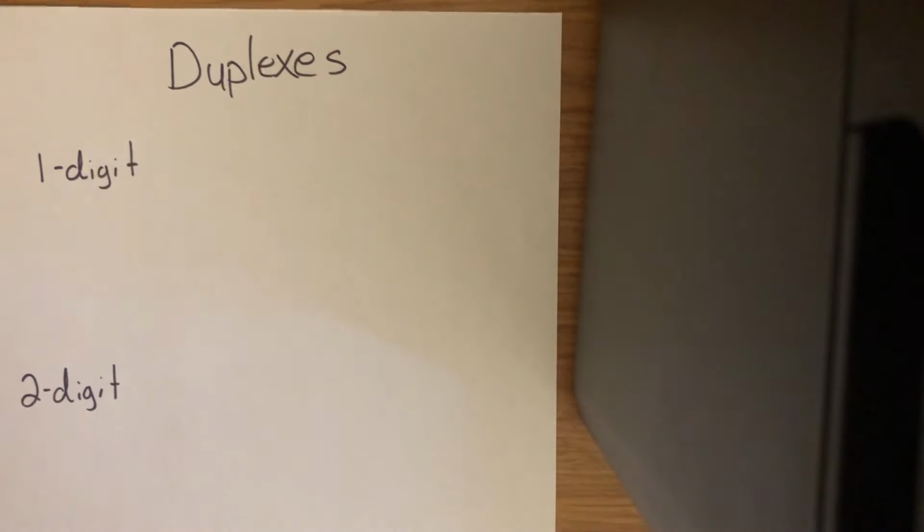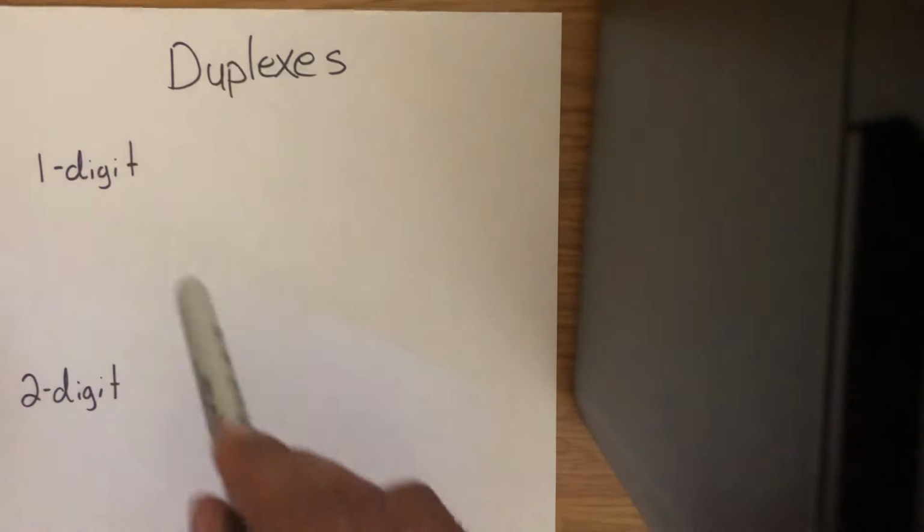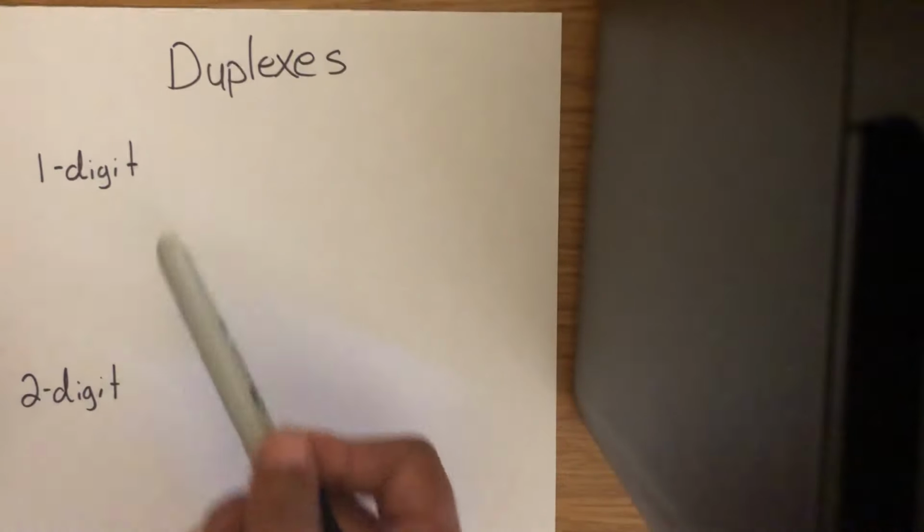Hello everybody. Today I'm going to make a short video on duplexes, and it's really important to understand the idea of what a duplex is if you want to know the shortcuts and how to square numbers quickly. So I'm going to go over three different types of duplexes. We have a duplex of a 1-digit number, a 2-digit number, and a 3-digit number.